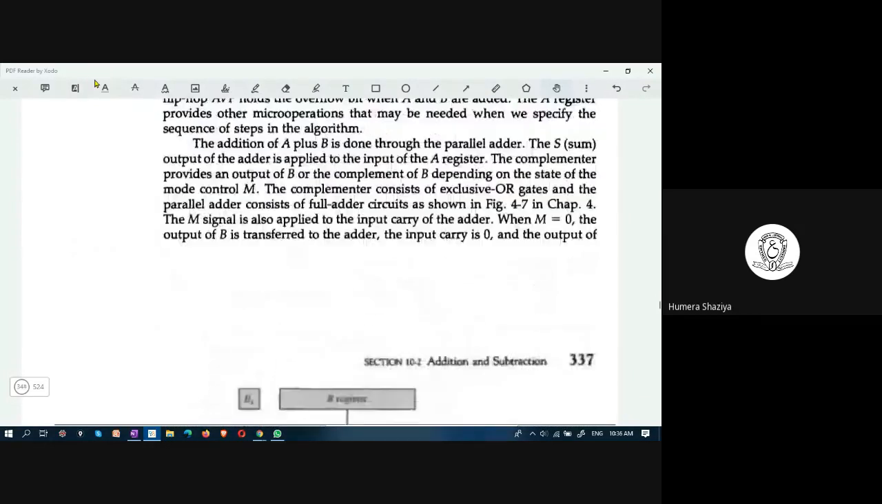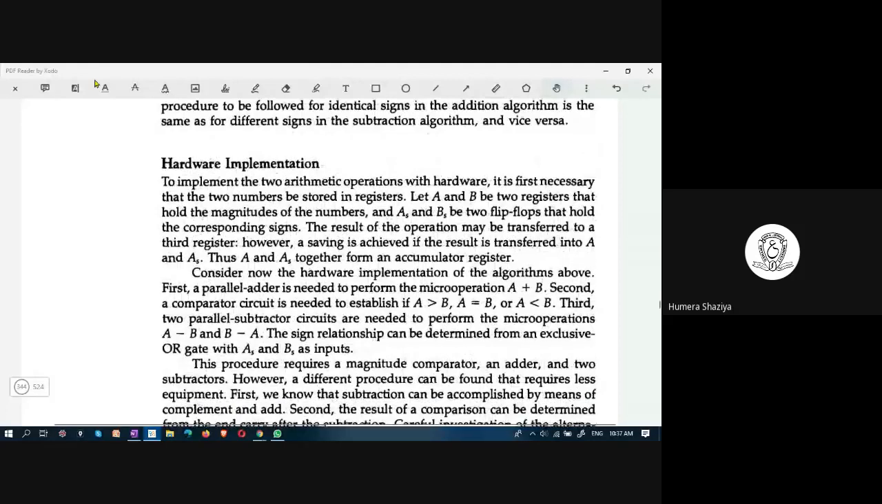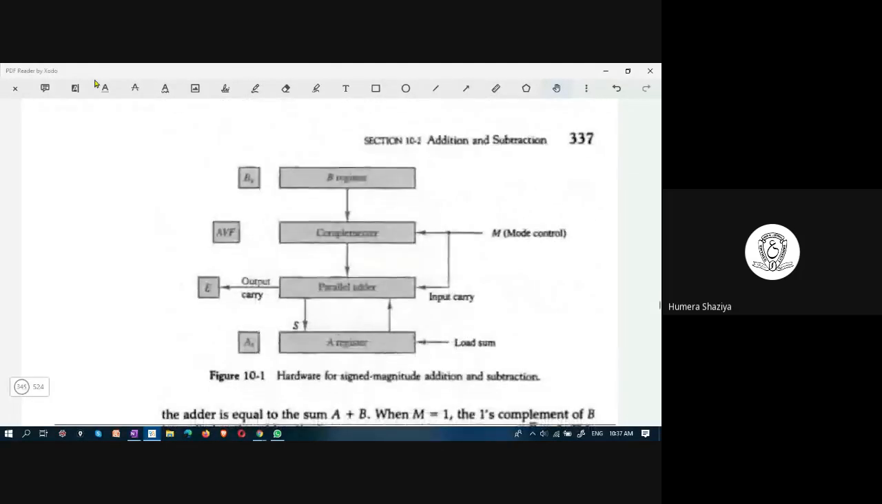Well, how to construct the hardware now? Hardware implementation. This is the hardware for signed magnitude addition and subtraction. There are two numbers, A and B. Consider A to be minus 10 and B to be plus 20. We need two registers to store these values.